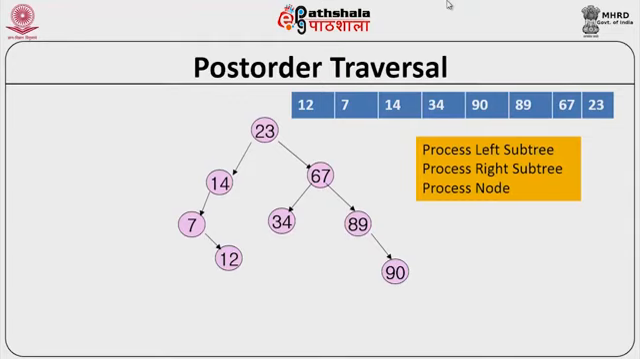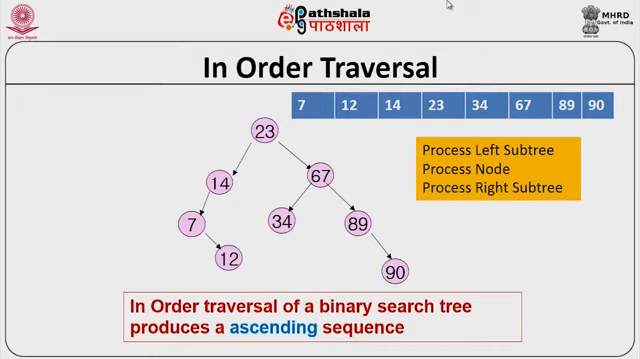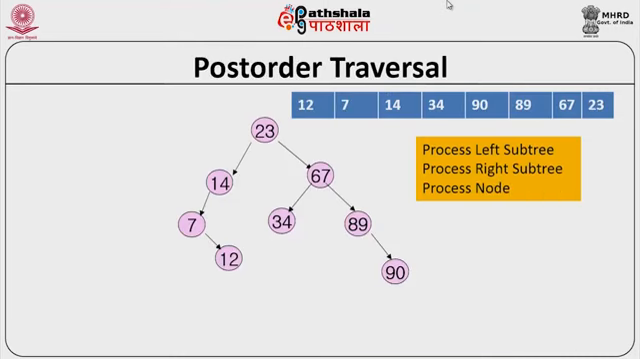So, you cannot process 7 yet, you have to process the right subtree. The left subtree is not there, so you process the right subtree, 12, then you process the node 7. After you finish that, you have finished the left subtree of 14, you have to process the right subtree, which does not exist. So, you process 14. Now, when you come to 23, you have processed the left, you cannot process 23, you have to process the right subtree.